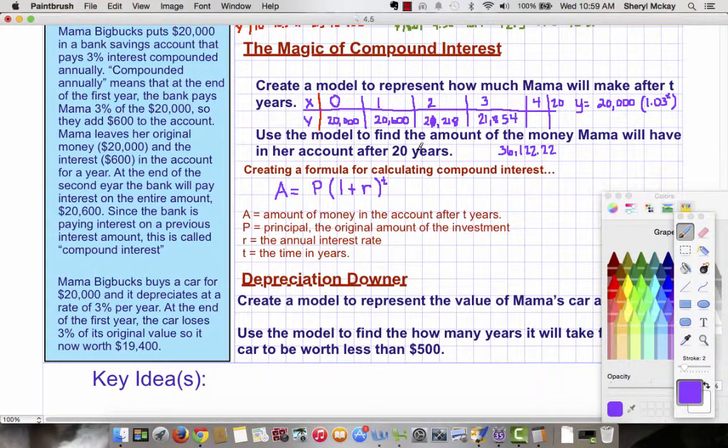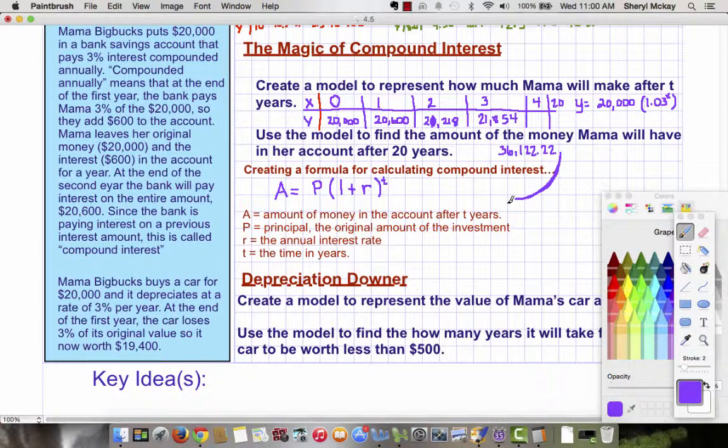And if we were to graph this, we would see that it would take a while, but eventually it's going to shoot straight up. The longer Mama has her money in that bank, the more money she's going to make. People talk about the magic of compound interest and the power of time. The longer you keep something in the bank or in an investment, the more money you're going to make over time, because the amount just keeps getting bigger and bigger, and you're taking a percentage, which is much more than just a constant amount.